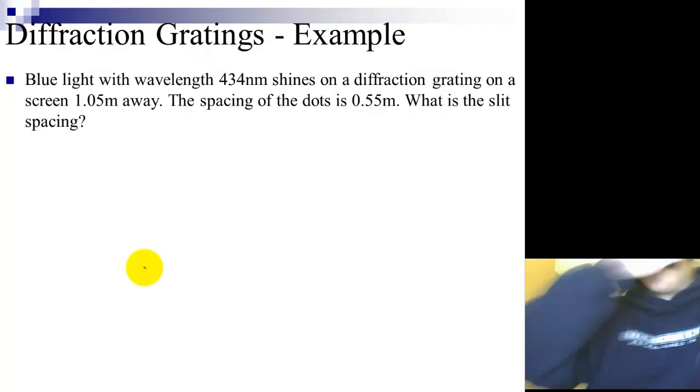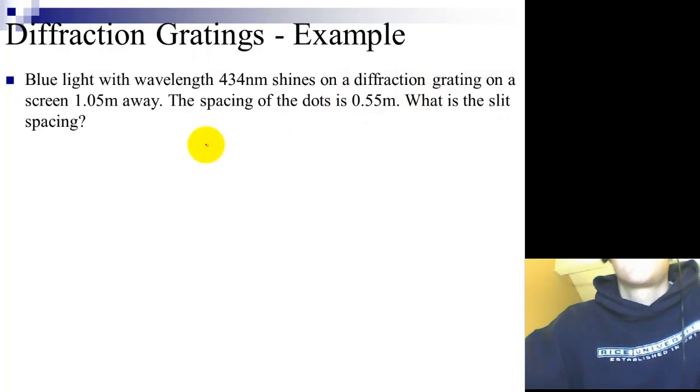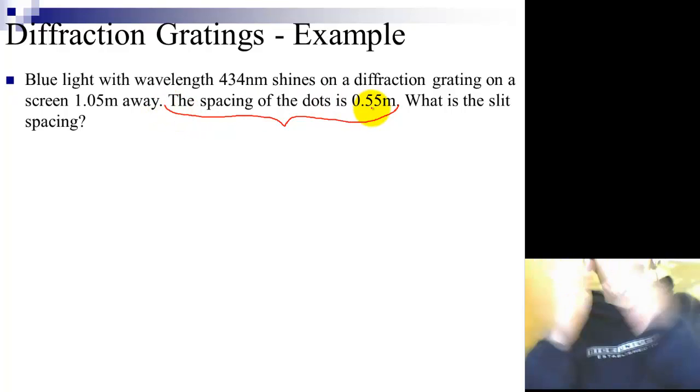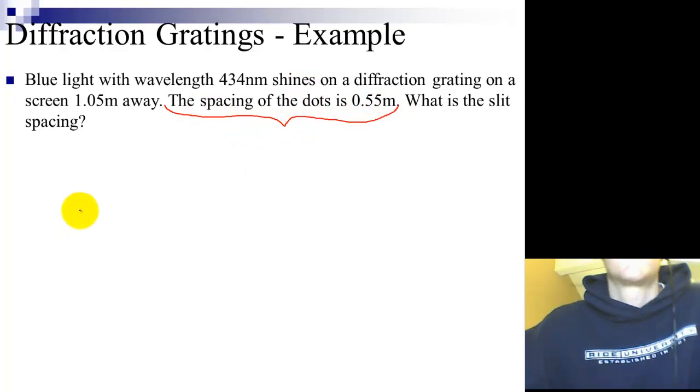All right, let's do an example of a diffraction grating problem. So suppose blue light with wavelength 434 nanometers is shown on a diffraction grating at a screen 1.5 meters away. The spacing of the dots is 0.55. I got this problem out of the book actually, and I think this is kind of poor of them to say the spacing of the dots is 0.55 meters. The spacing will change as you go farther away. The spacing will get larger, and so I guess we're going to assume that's the center spacing.